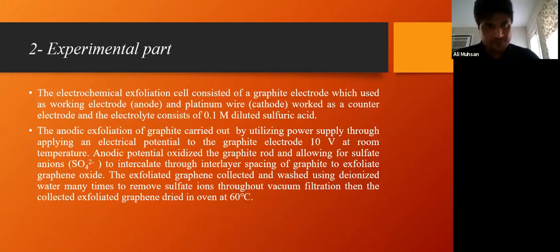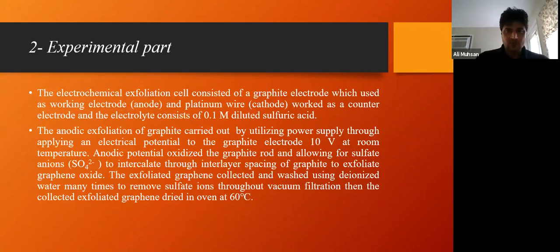The experimental part: the electrochemical exfoliation cell consisted of a graphite rod, which was used as the working electrode, and a platinum wire that worked as the counter electrode. The electrolyte used in this study is 0.1 molar diluted sulfuric acid. The anodic exfoliation of graphite was carried out by using a power supply, applying an electrical potential to the graphite rod at room temperature. Anodic potential oxidized the graphite rod and allowed sulfate anions to intercalate through the interlayer spacing of graphite to exfoliate the graphene oxide.